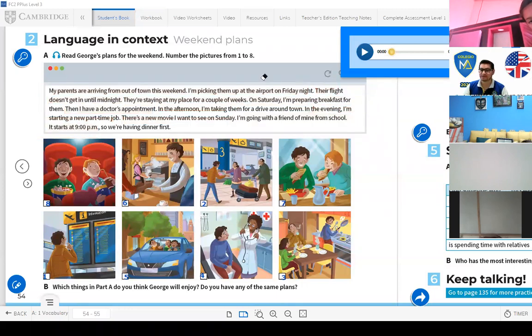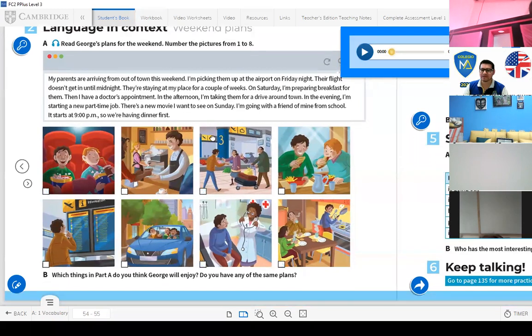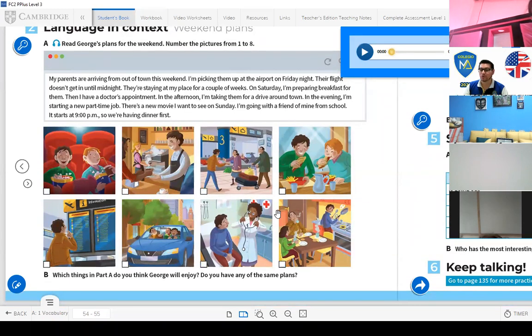Let's go to the next part and let's see what else we have. Which things in part A do you think George will enjoy? Do you have any of the same plans? Okay, I think he could enjoy the cinema, no? Maybe eating dinner and taking a ride, or driving around the city.